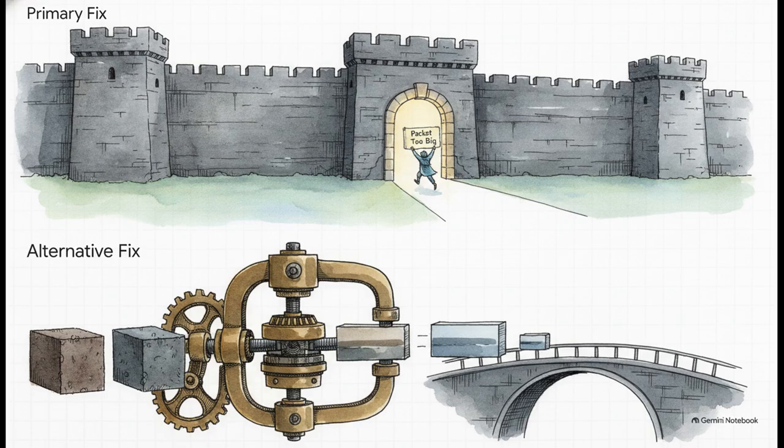Now, sometimes you don't actually control the intermediary firewall that's dropping the packet. In that scenario, you have an alternative fix. You can configure TCP MSS clamping on your local router interface. By dropping a command like ipv6 tcp adjust-mss 1440 on a Cisco router, you're forcefully telling the TCP handshake to negotiate a smaller maximum segment size right out of the gate. That way, you're ensuring the packets never grow large enough to trigger the MTU drop in the first place.